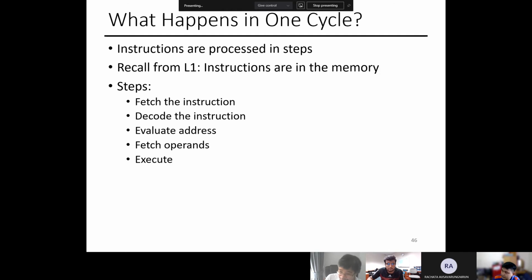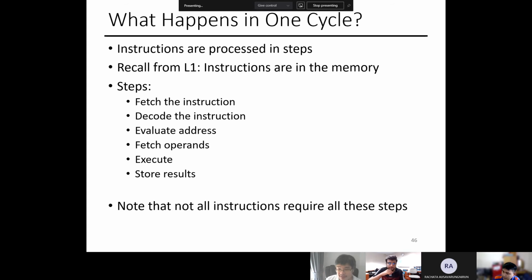After you have the data from source 1 and source 2, run it, right? Execute: if it's an add, add source 1 and source 2. If it's a multiply, multiply source 1 and source 2. After you're done, store the result back. So these are the steps, right? Some instructions would take only some of these steps. For example, if you just add R1 and R2 together, there's no need for you to get the data from the main memory. So there's no need to evaluate the address because you have the data ready in the register file, right? But generally, these are the steps.